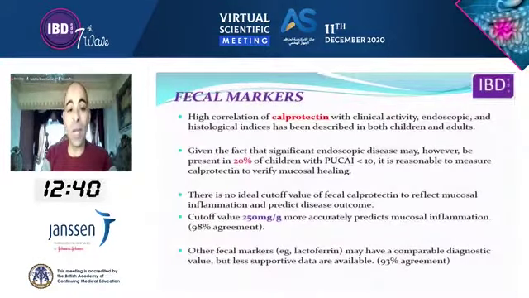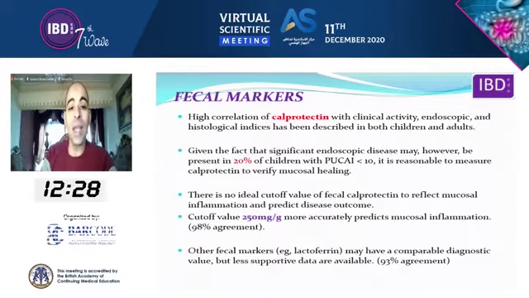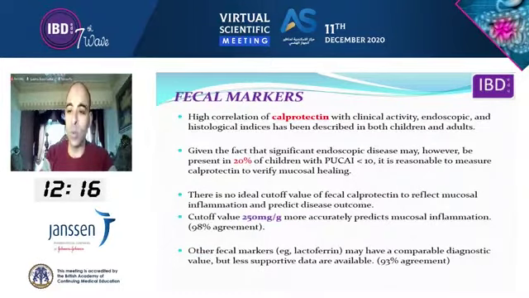What about fecal markers for assessment of activity? High correlation of calprotectin was present with clinical activity, endoscopic and histological indices in both children and adults. Given the fact that significant endoscopic disease may be present in about 20% of children with a pediatric UC activity index less than 10, which means they are in remission according to the index, but actually have significant endoscopic disease, it's reasonable to measure calprotectin in this group to assess mucosal healing.